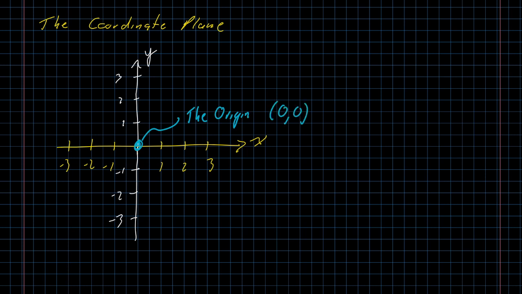All right, the origin is the point where x is equal to 0 and y is equal to 0. We're going to call this horizontal number line the x-axis. We're going to call this vertical number line the y-axis.